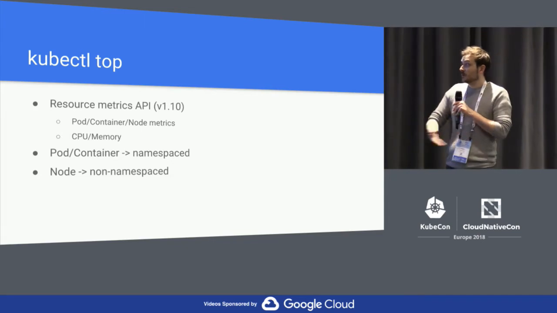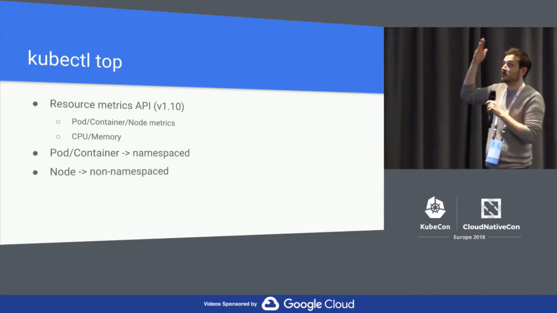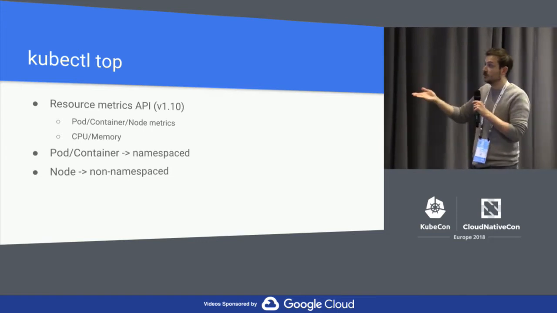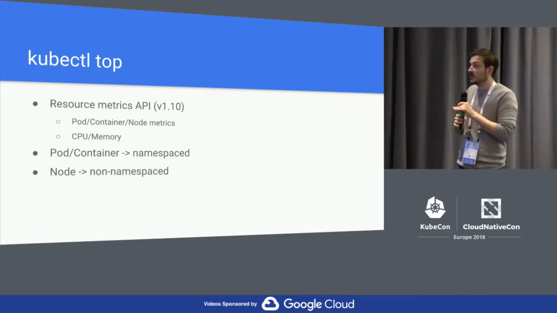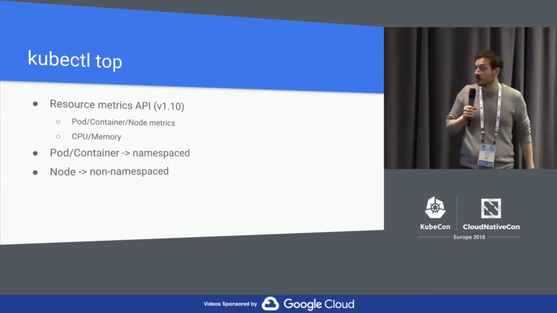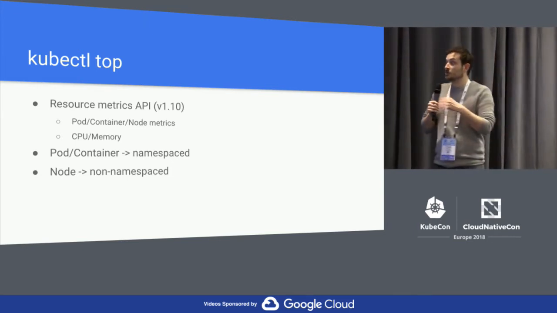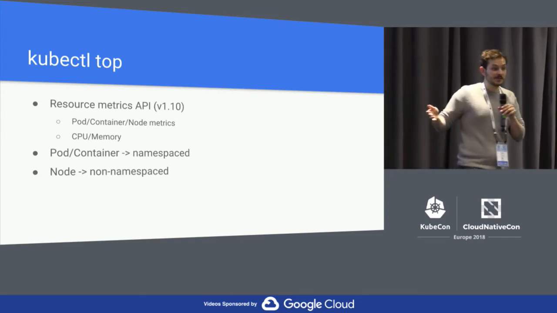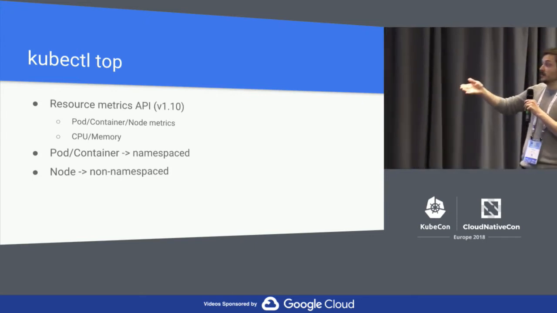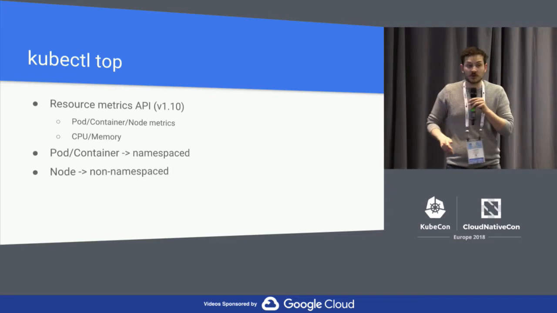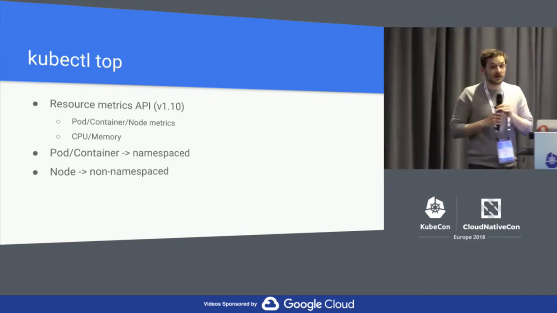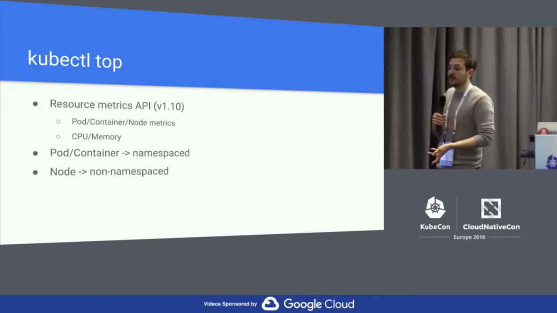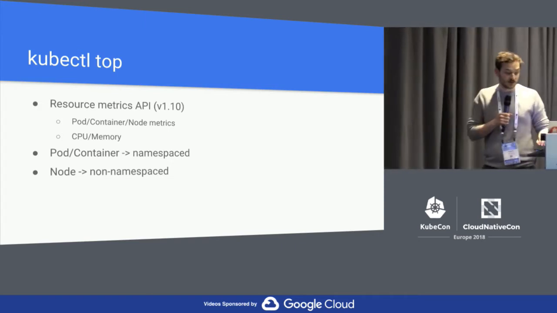And as Piotr already mentioned, it just gives you metrics about pods and containers and nodes, and just very basic metrics, so CPU and memory. And respective to their Kubernetes API object, so the pod is namespaced, while the node is not. So that's important for RBAC, for example, so that you can control who actually gets to view these kinds of metrics.